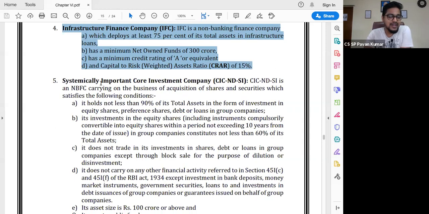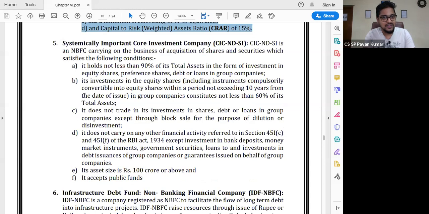Then comes systemically important core investment companies. So what do you mean by systemically important? What is an investment company? One which invests in the securities of any other company is called an investment company. However, a systemically important core investment company is an NBFC carrying on the business of acquisition of shares and securities which satisfies the following conditions.